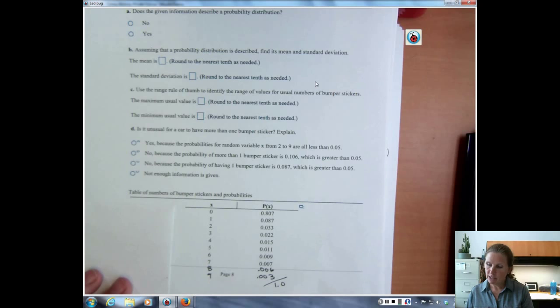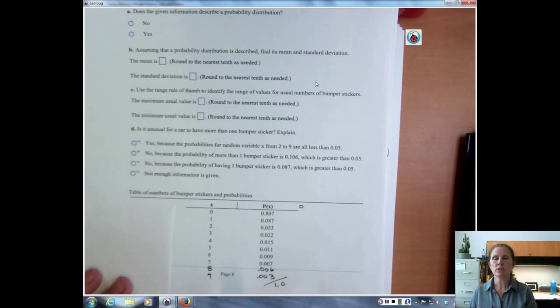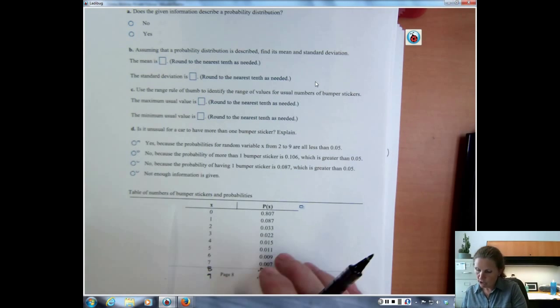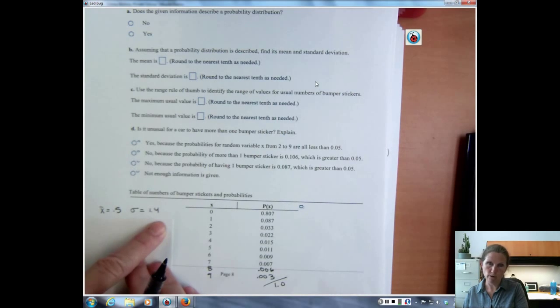Find the mean and the standard deviation. We've already done this. In L1, you're going to enter 0 through 9. In L2, you're going to enter all this data, and then you're going to do the one-variable stats, making sure you say your data is in L1 and your frequencies are in L2, and that's going to give you your mean and your standard deviation. For this particular problem, our mean is 0.5 and our standard deviation is 1.4. So you can use your calculator to get that.